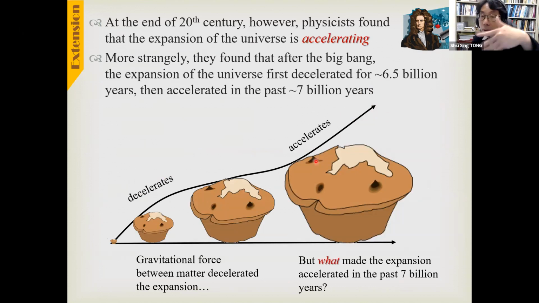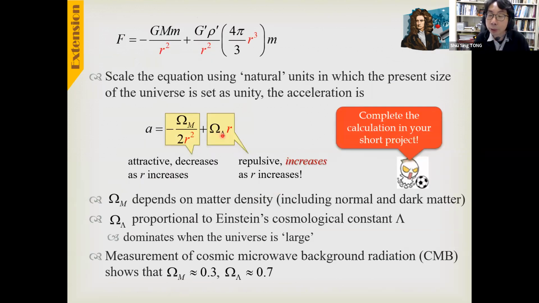But how about in the past 7 billion years? When the universe is getting large, r is large. So when r is large, 1/r² becomes small, right? And the vacuum term, which is proportional to r, will increase. So the vacuum repulsion will dominate over the gravity force, and that results in the acceleration. The acceleration now becomes positive. So the universe is getting into an accelerated expansion, expanding faster and faster. Okay, so that explains why the universe is now undergoing an accelerated expansion.